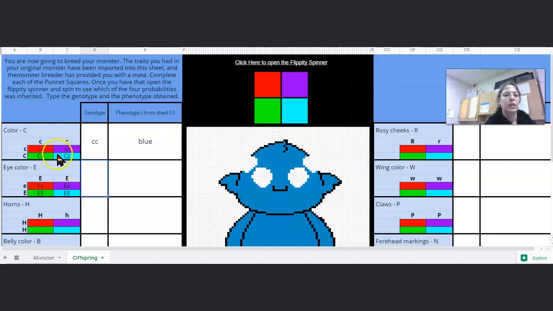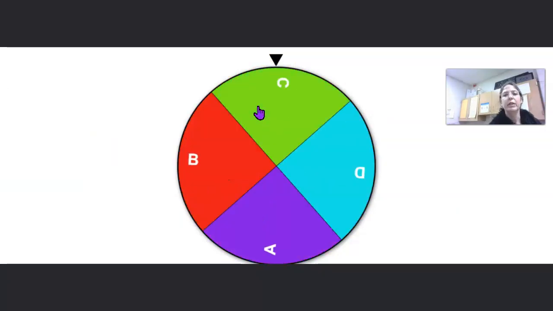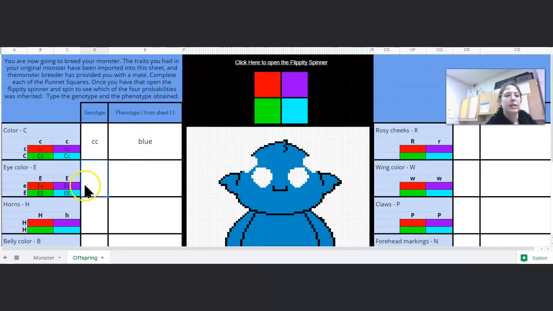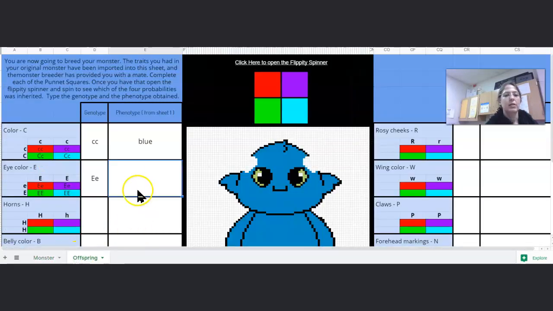And then which one is our offspring going to be? We'll do the flippity spinner, and it will pick a color for us. In this case, it's purple. So in our Punnett square, the purple one was this one. So the eye color was dominant because it had a capital letter. Capital always wins. So green eyes.